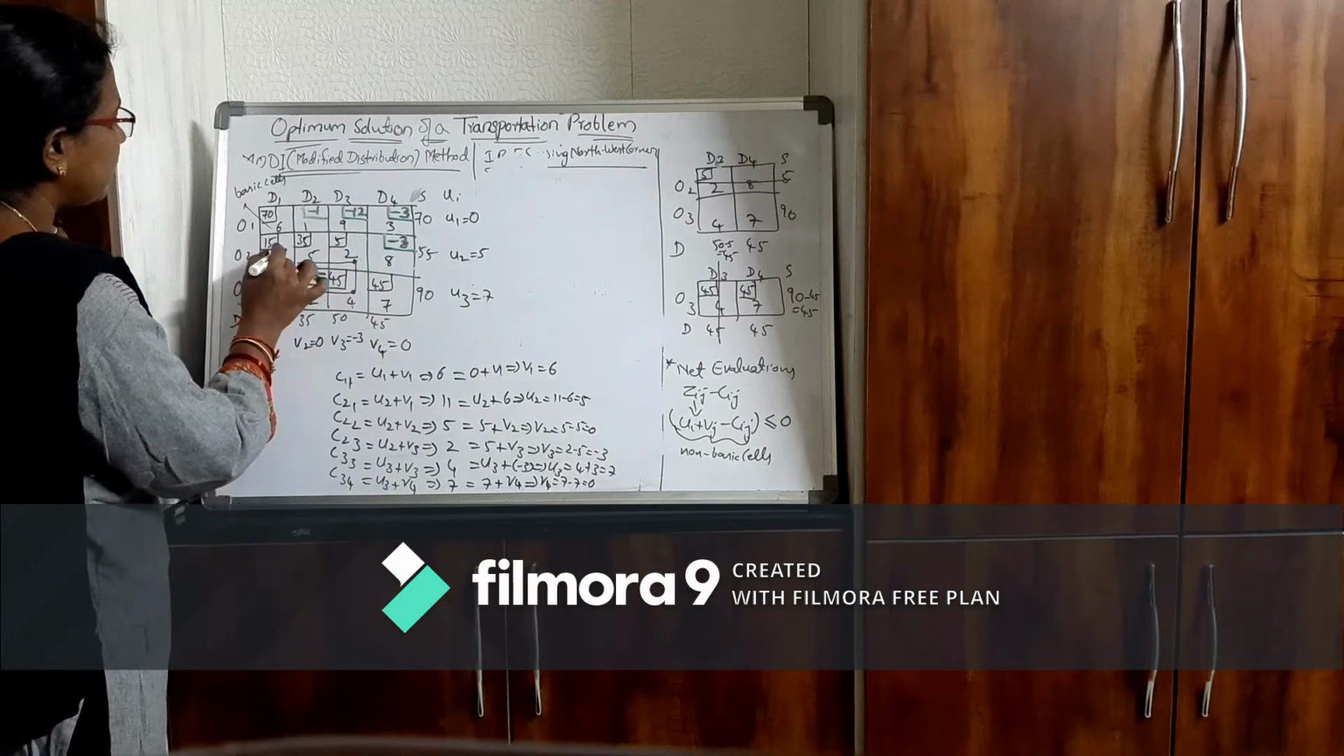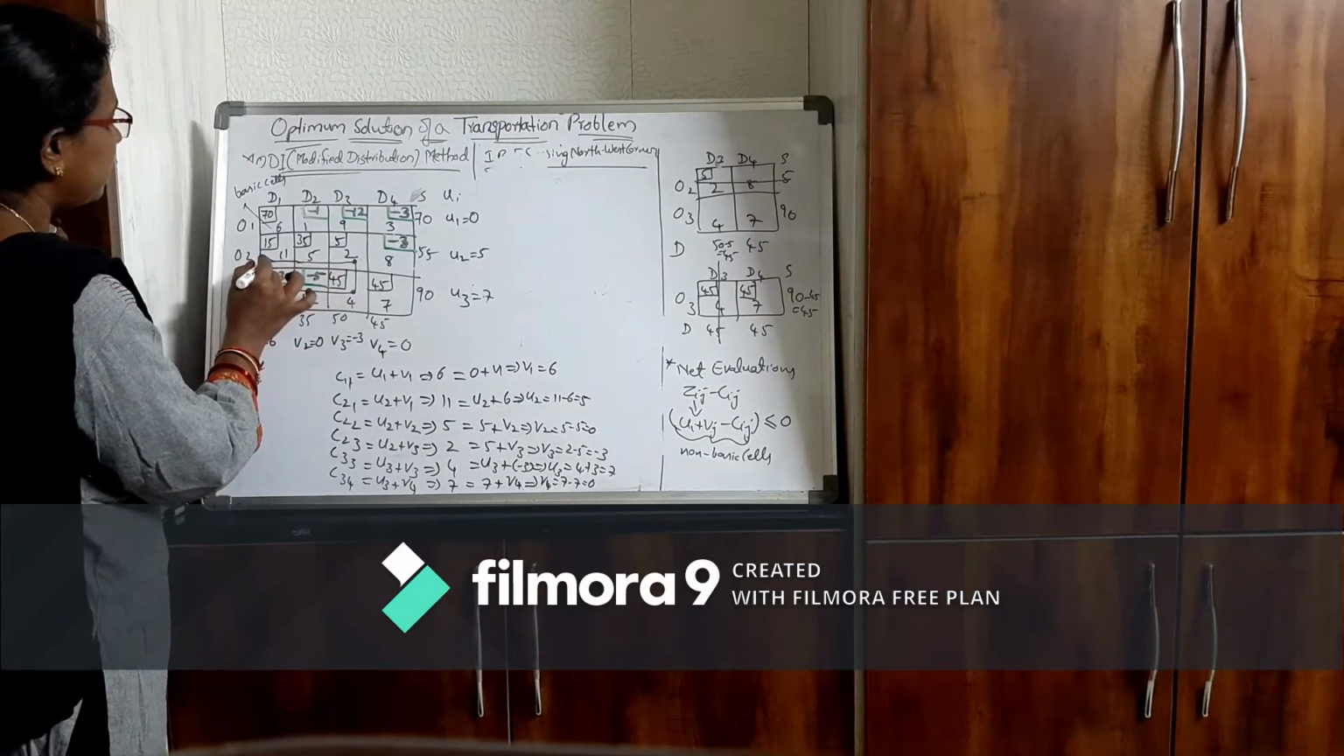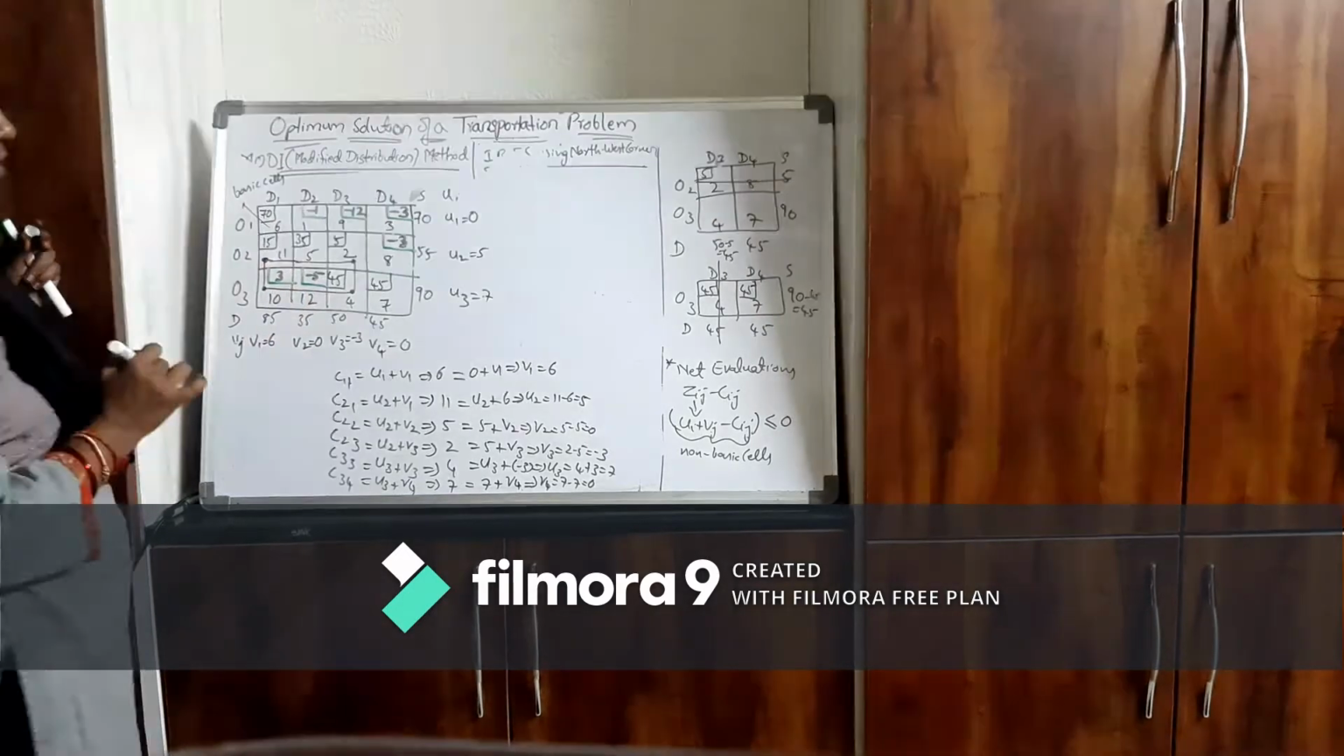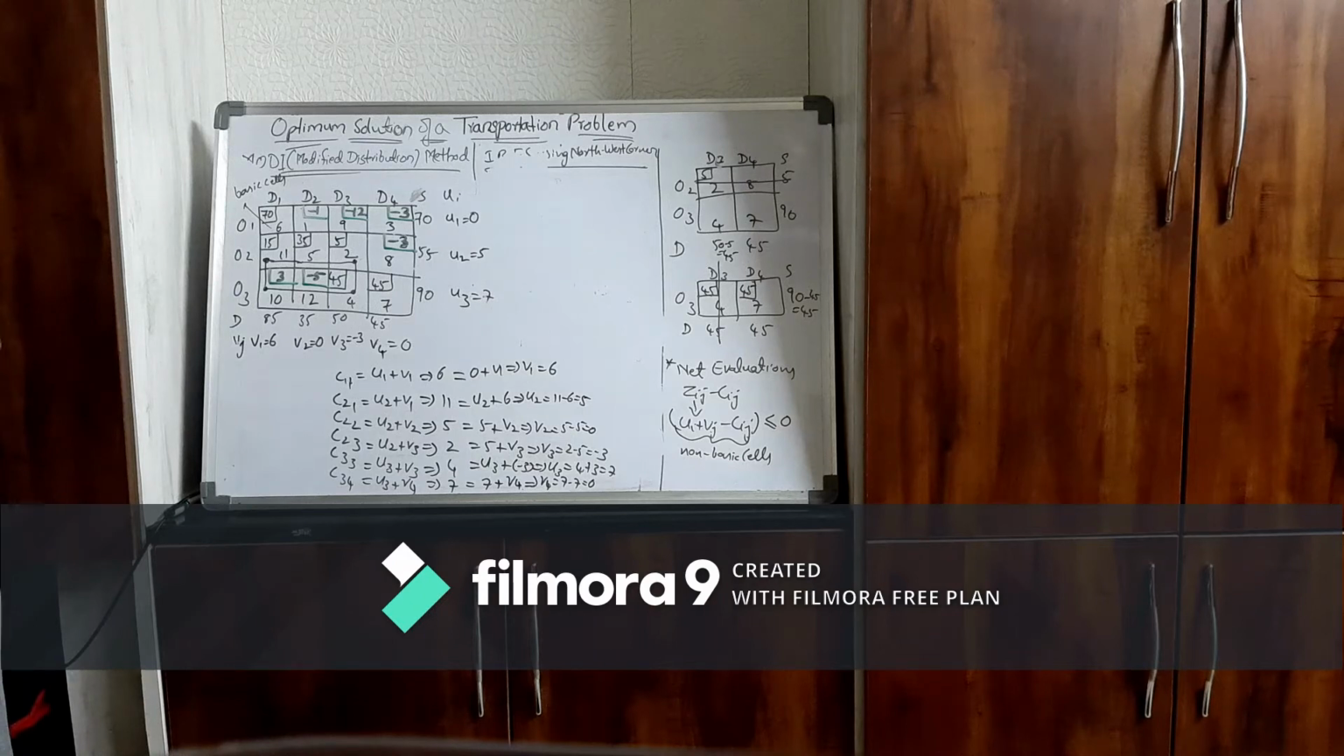What is the next basic cell here? The next basic cell is this part. Here I have an allocation. So from here I'll come back to this. Now I got a closed loop.